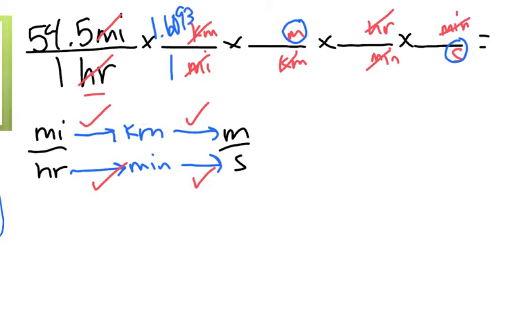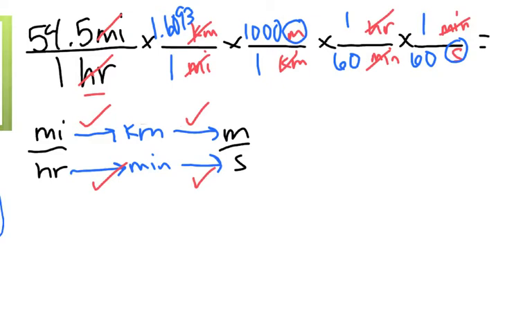All right, the next conversion is a metric conversion. For every 1 kilometer, that's going to be equal to 1,000 meters. For every 1 hour, that's equal to 60 minutes, and 1 minute is equal to 60 seconds. Now we just have to multiply through and round our answer to significant figures.